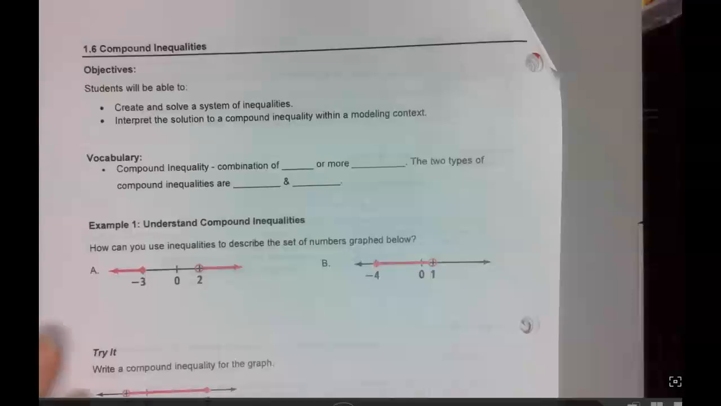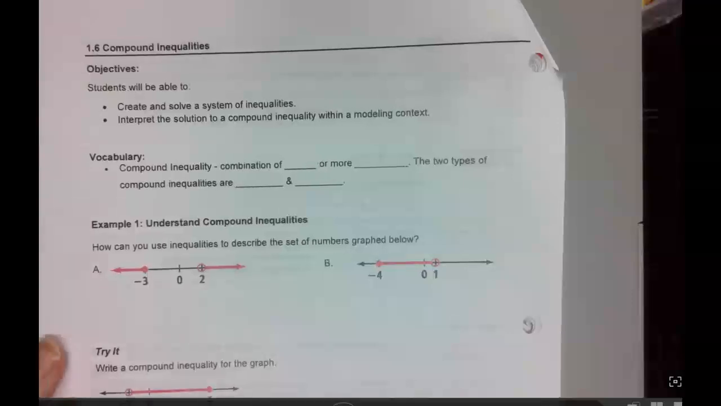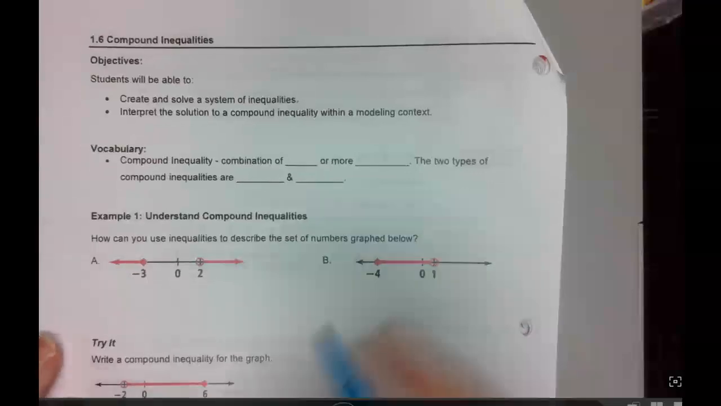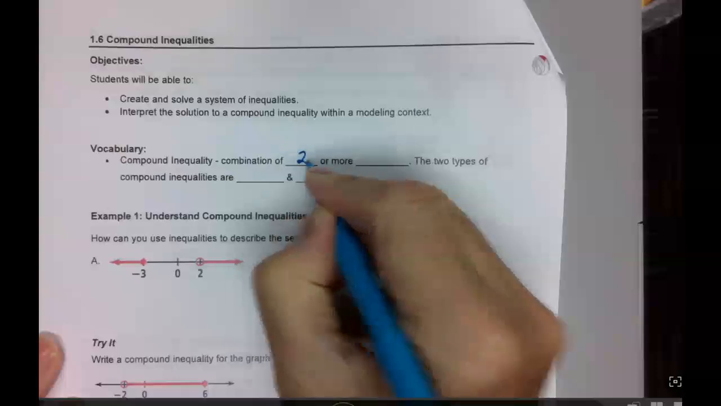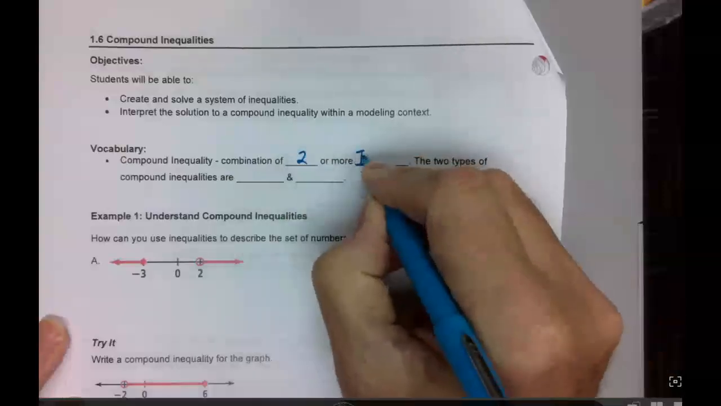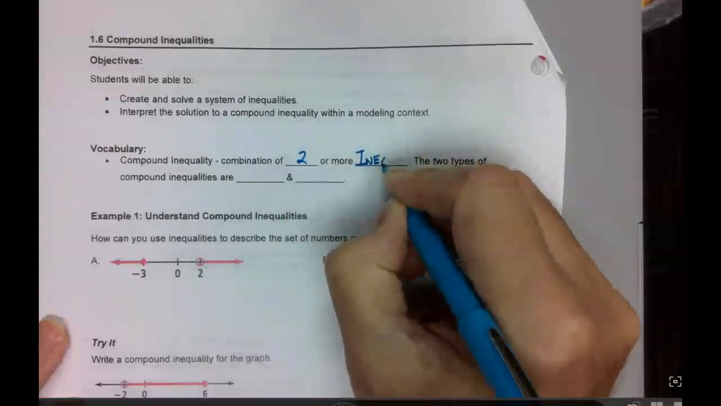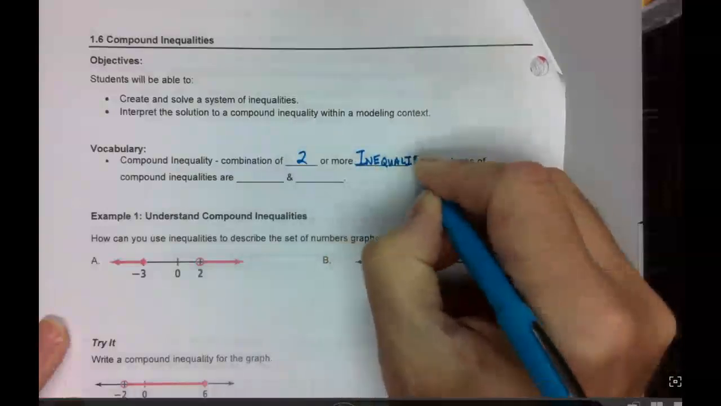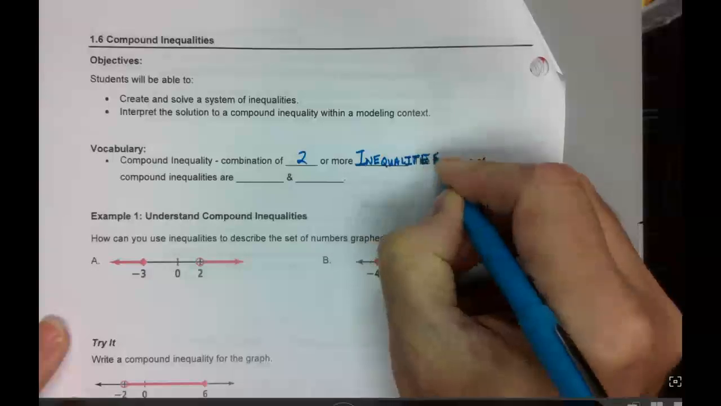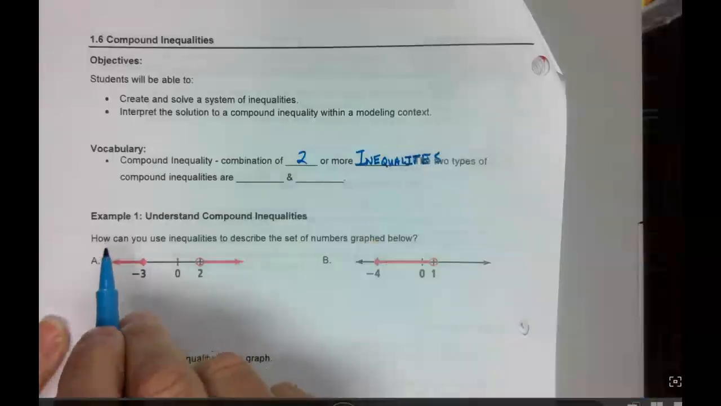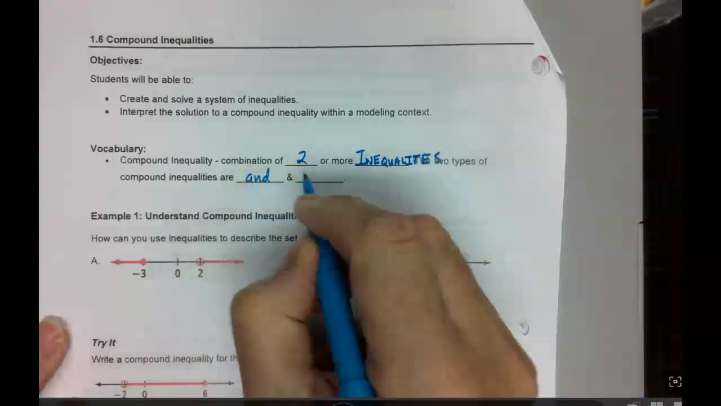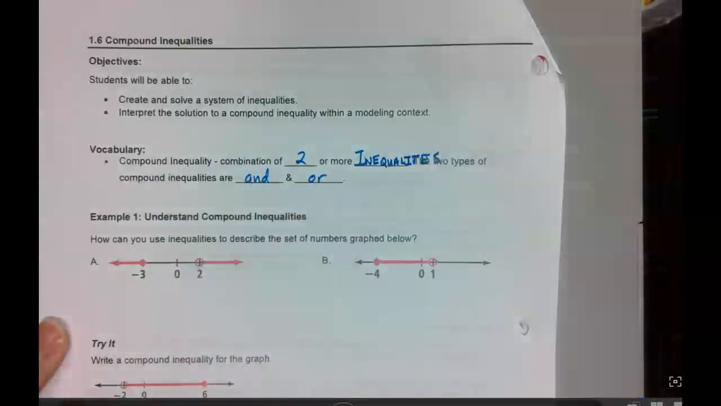This is Mr. Campbell. This is Algebra 1, 1.6 Compound Inequalities. A compound inequality consists of two or more inequalities. The two types of compound inequalities are AND and OR inequalities.